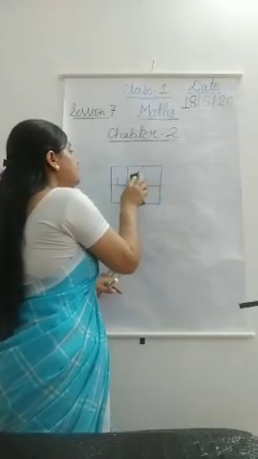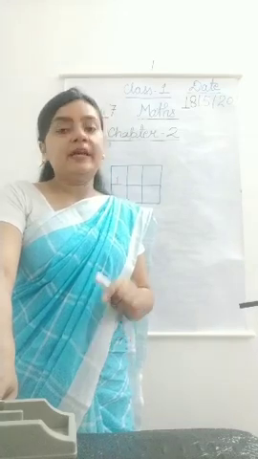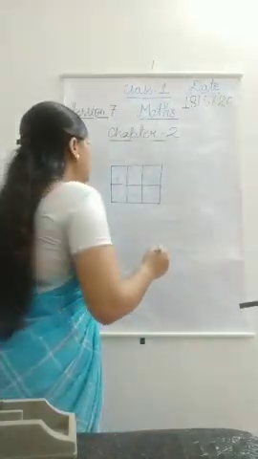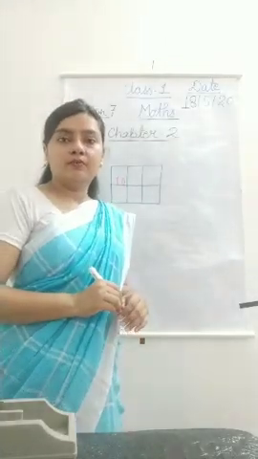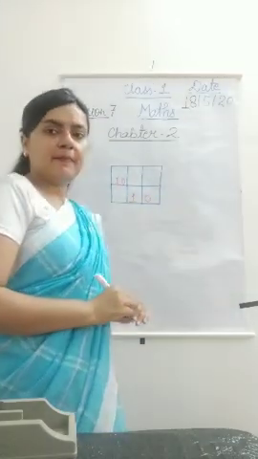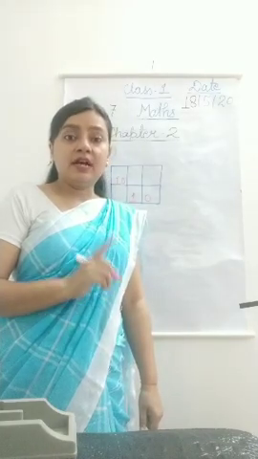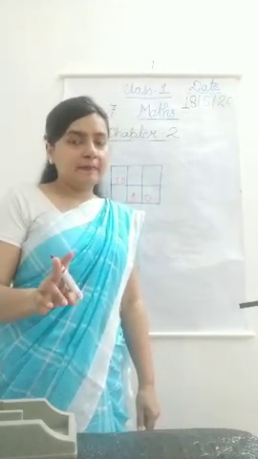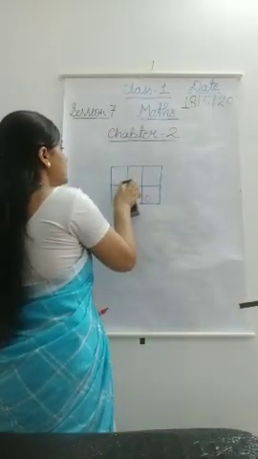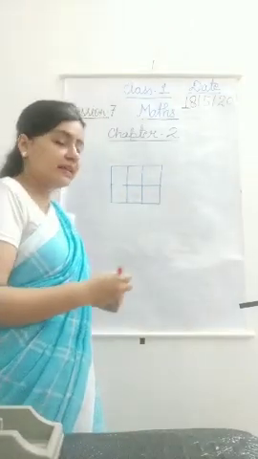And in one block only one number will be there. If you write 10, you will not write 10 like this. You will write 10 like this. In one block, only one number is needed, until I tell you to write two numbers in one block. Till then you will write only one number in one block. This is clear, no? I hope you are getting me.